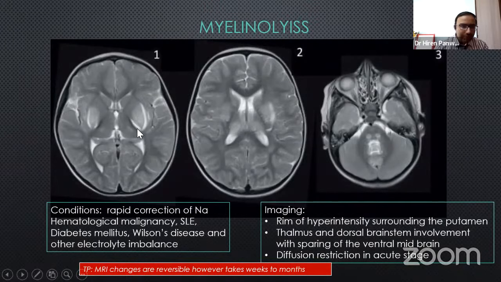So you will see this kind of peripheral hyperintensity and swelling of the putamen, as we can see here. They can also involve the thalamus and the dorsal brainstem. These are the typical imaging features of myelinolysis. There is relative sparing of the ventral thalamus, which we have to observe. So when you see this kind of imaging finding with this kind of history, we can say this could be due to myelinolysis. And the MRI changes are reversible, but they take weeks to months to resolve on MRI.